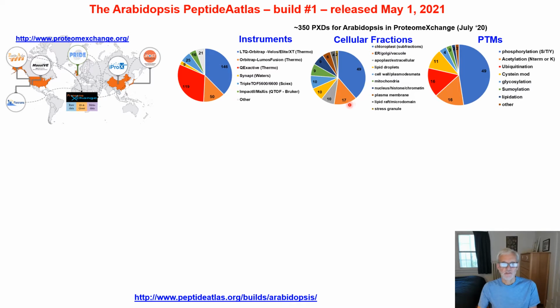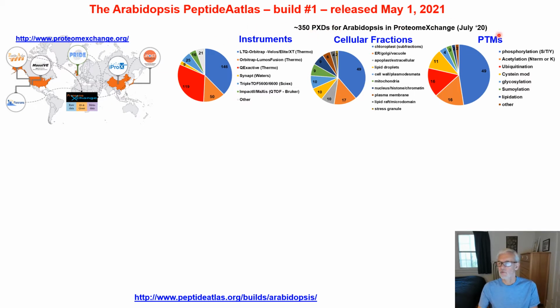So let's start at the origin. Where do these data come from that we use? They come from ProteomeXchange, and that's a consortium of different databases, and most of you are familiar with PRIDE, where you submit your raw mass spec and other information to. When we looked, and this is the statistics for July 2020, we looked at what datasets were available for Arabidopsis, and there are 350 datasets.